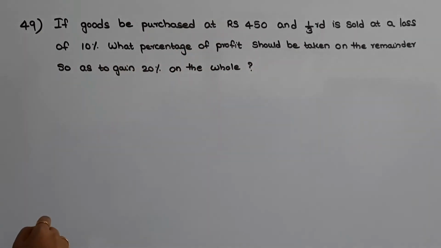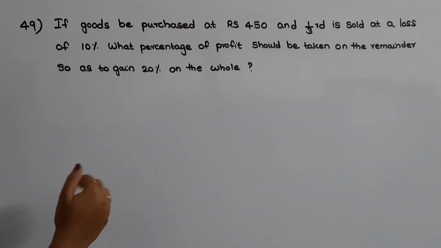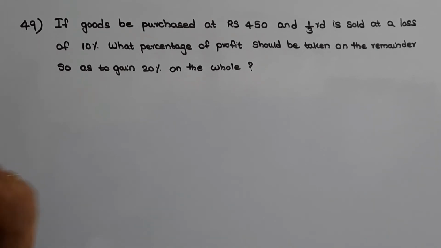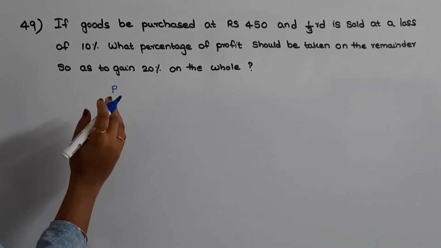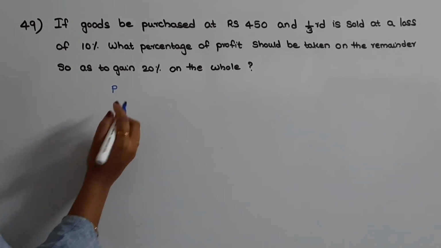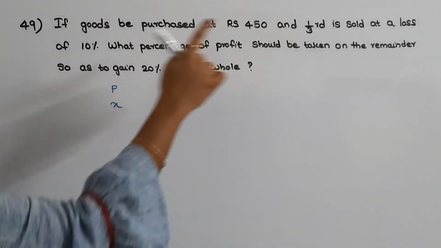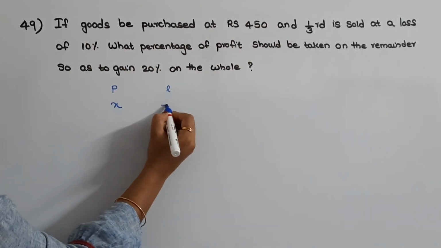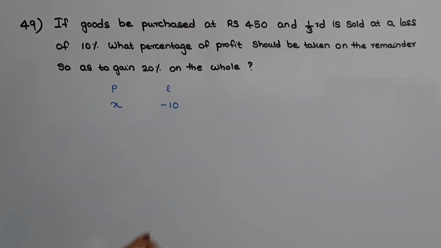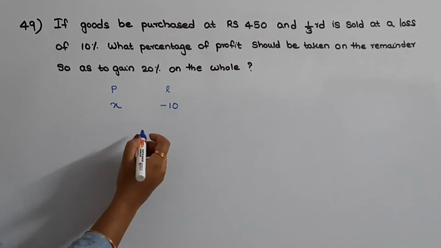This question also we are doing by alligation method and we are doing it with the profit and loss percentage itself. First let us consider the profit part, and that profit percentage we need to find out. So let us consider the profit percentage as X. And the loss percentage is given as 10, so let us consider this as minus 10. In the middle we need to write down the profit percentage on the whole, that is 20.